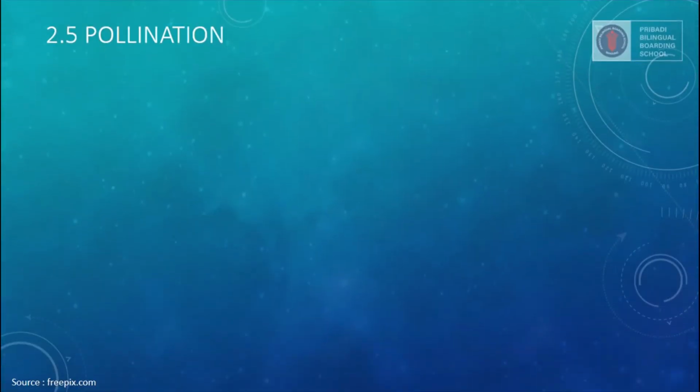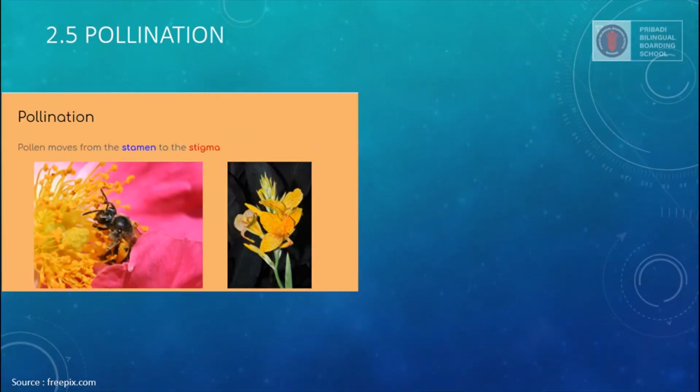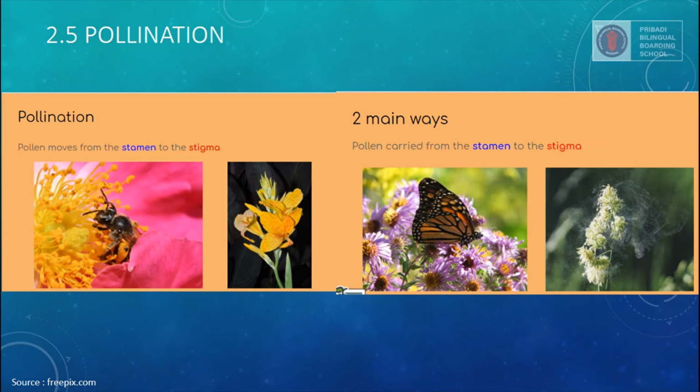The next one is about pollination. In pollination, we learn that pollen can move from the stamen to the stigma. This process is really important. In pollination, there are two ways to do it. First, insects can help to carry the pollen from the stamen to the stigma, or the wind will help to move the pollen from the stamen to the stigma.